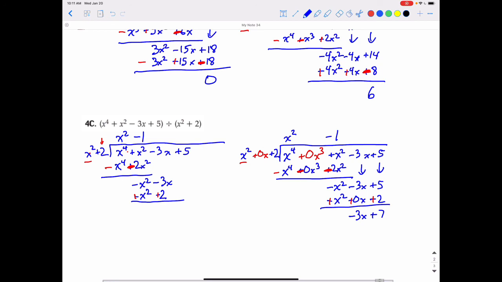So we will put that remainder, we'll say plus, again, the remainder, negative 3x plus 7, all over the divisor, which is x squared plus 0x plus 2. Let's go back to the way it was originally written in the problem without the 0x and just write it as x squared plus 2. So your answer is x squared minus 1 plus negative 3x plus 7 over x squared plus 2.